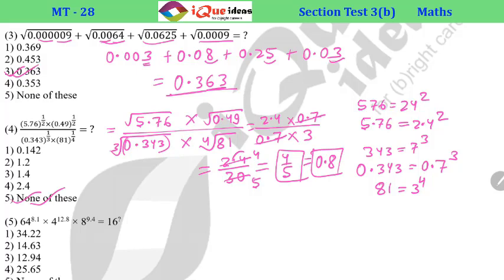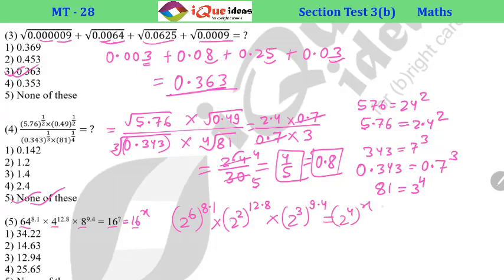Now let's take up the fifth one. It says 64 raised to the power 8.1, 4 raised to the power 12.8 and 8 raised to the power 9.4 is equal to 16 raised to the power x. So we have to find the value of x. Let's do one thing here. 64, 4, 8 and 16, they are all powers of 2. So let's convert all of them to powers of 2. 64 is 2 raised to the power 6, and the power is 8.1, so it is 2 to the power 6, whole to the power 8.1, into 4 to the power 12.8. Now 4 can be written as 2 square and whole to the power 12.8, into 8 to the power 9.4. 8 is 2 cube to the power 9.4, is equal to 16 to the power x. 16 is 2 raised to the power 4 whole to the power x.